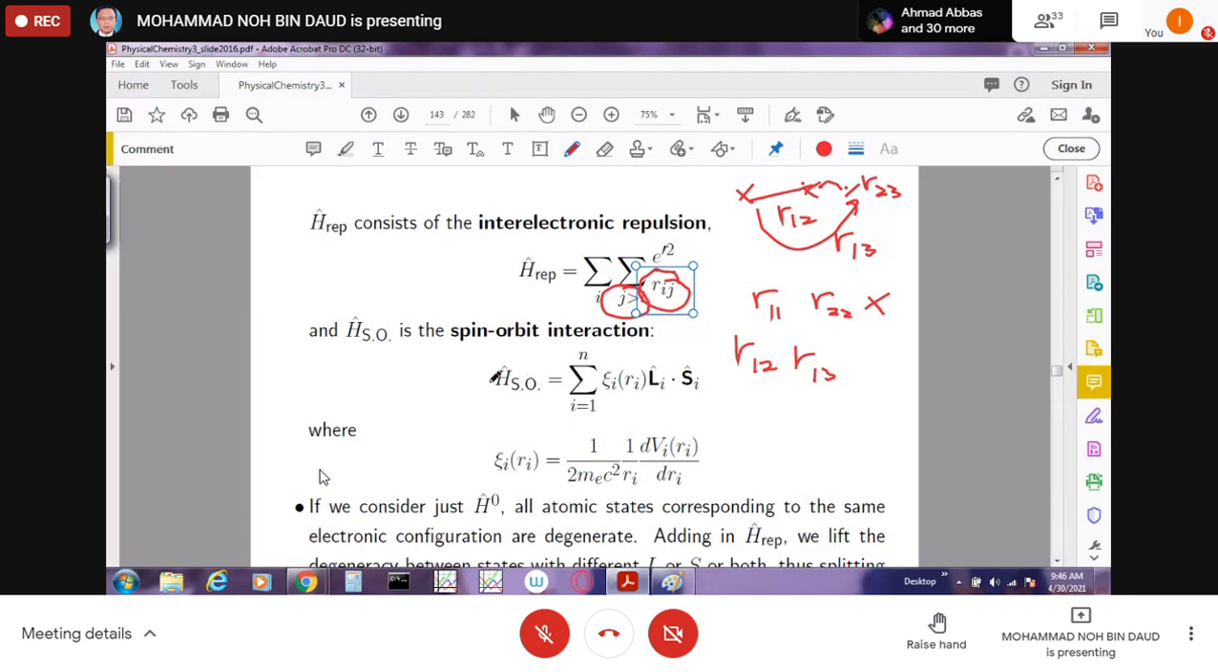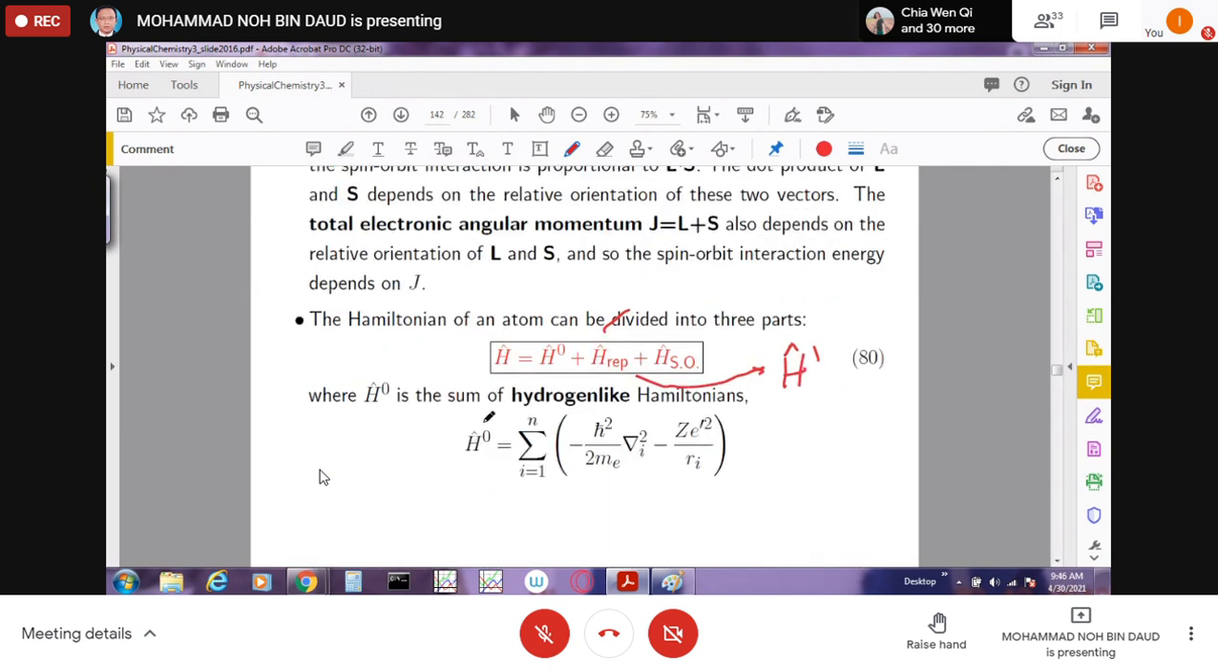Okay, our problem here, we want to find this energy. What approximation are we going to use given this Hamiltonian operator with spin-orbit interaction? If we consider this one only, all the atomic states corresponding to the same electronic configuration are degenerate, like 1s2, 1s2p. Okay, we have seen this.